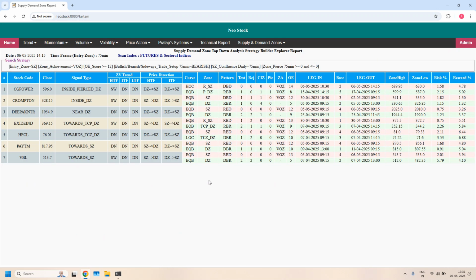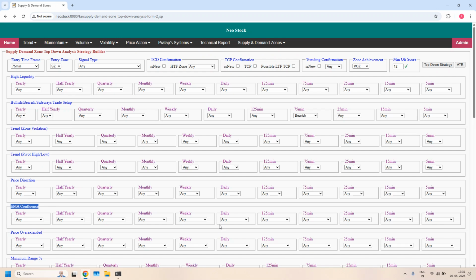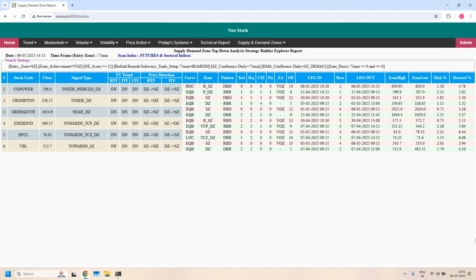In all the 7 stocks, the 75 minute supply zones are overlapped with the daily supply zone, and the daily (ITF) trend is down in all the stocks. So let's further filter based on the daily supply zone having daily EMA confluence. With this filter, we got 6 stocks. These 6 75 minute supply zones might have a higher probability to get success.